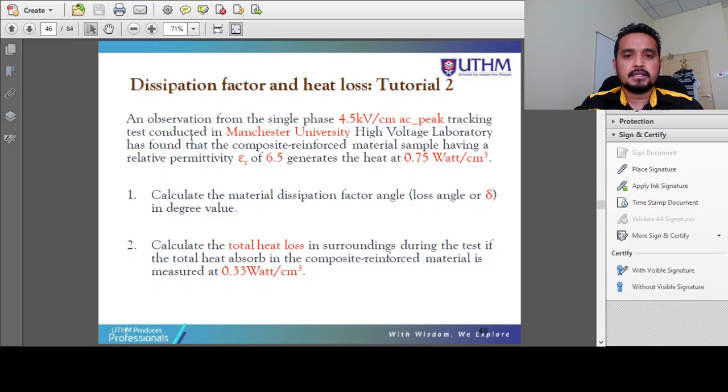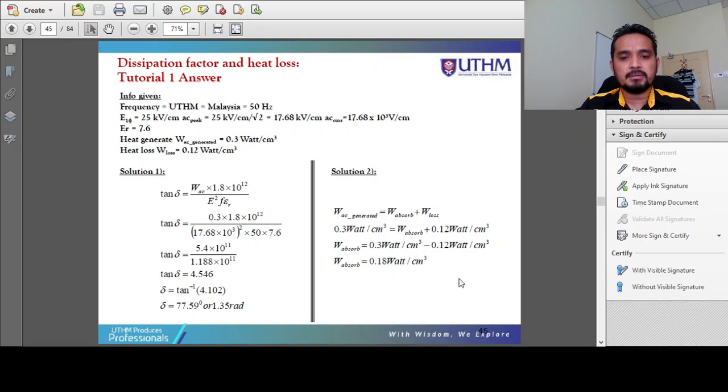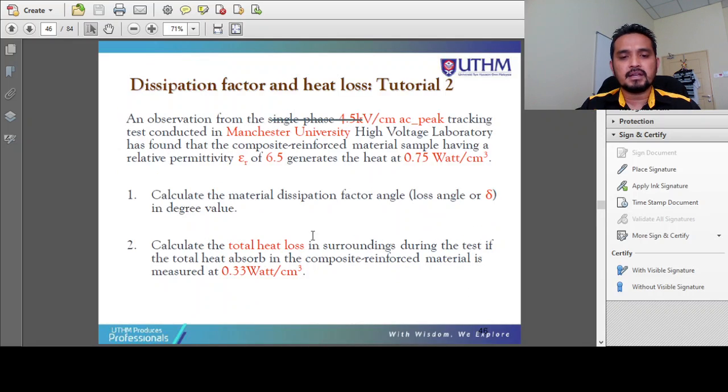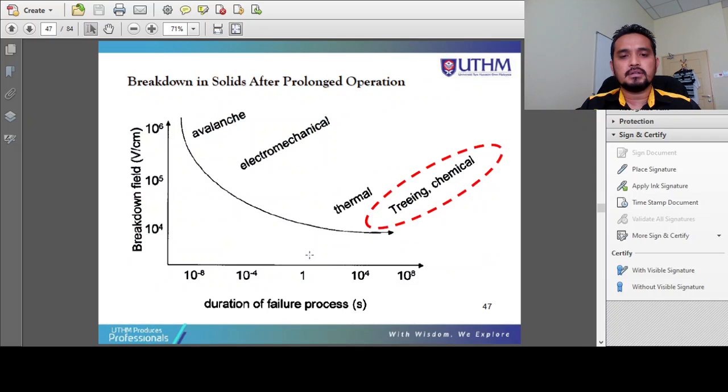Alright, and then tutorial 2. I think this is almost the same: single phase 4.5, tracking, Manchester, high voltage lab. Again, they are the same. You can use the similar method with different values here, and that will give you what is required for this one.